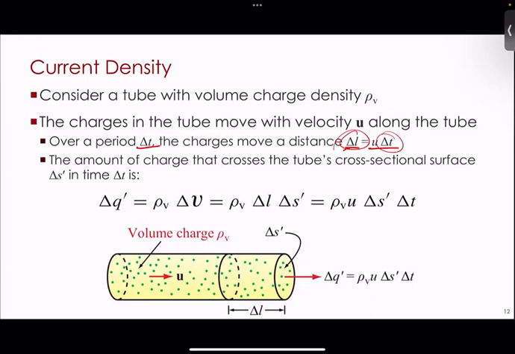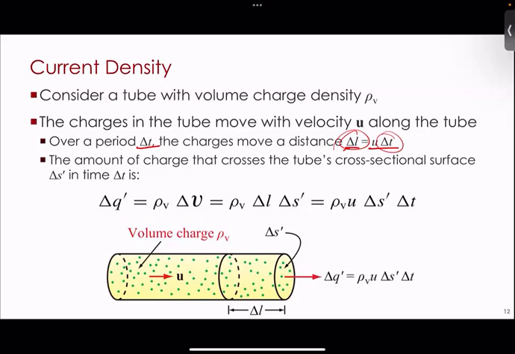Ultimately, spoiler alert, where we're going is we want to figure out current. Anyone remember what the units of current are? Not amps, but what an amp is? Yeah, it's a coulomb per second, okay? So what do we really want out of this? We're looking to get a Q divided by a t, so then we get a current. We already have our Q, and that's the amount of charge that crosses the tube's cross-sectional surface. So it's really how much crosses this.